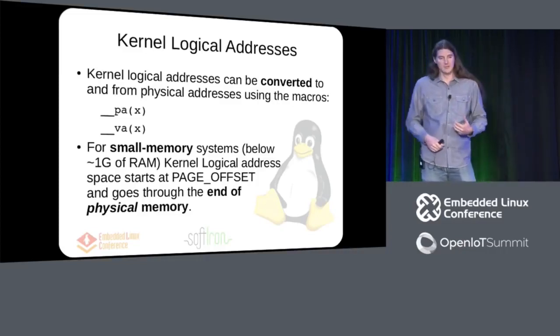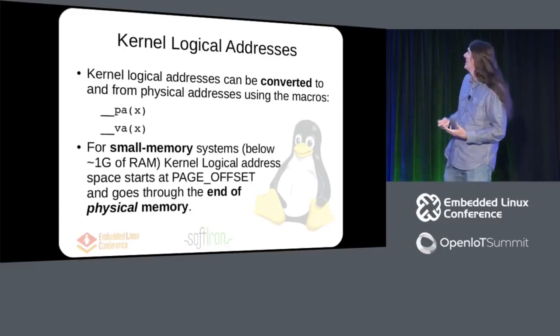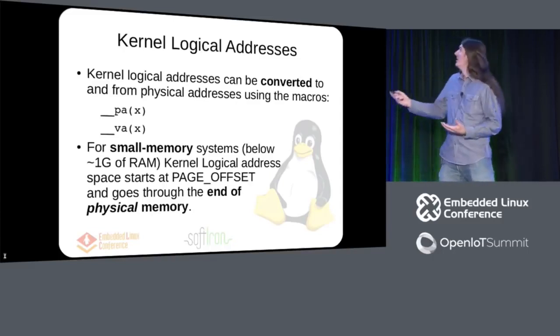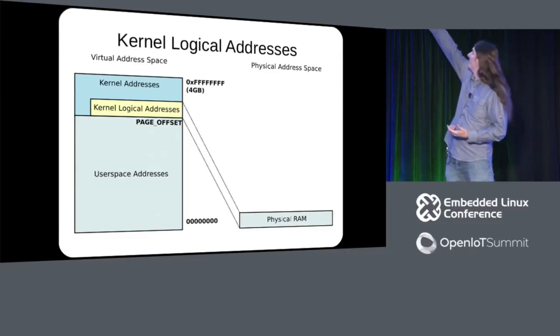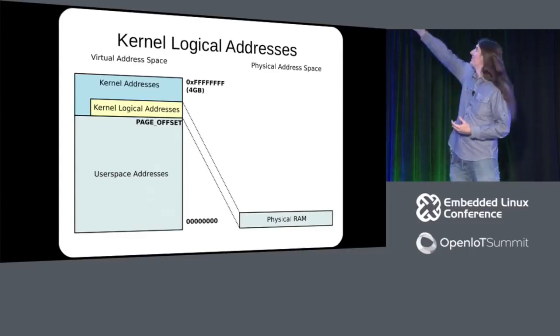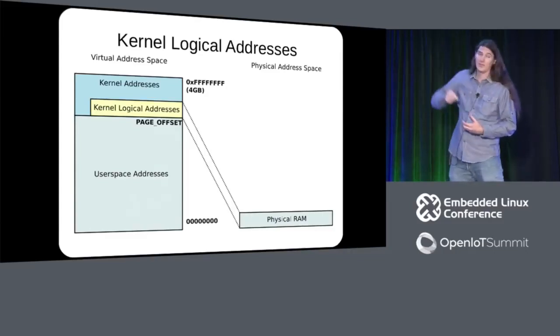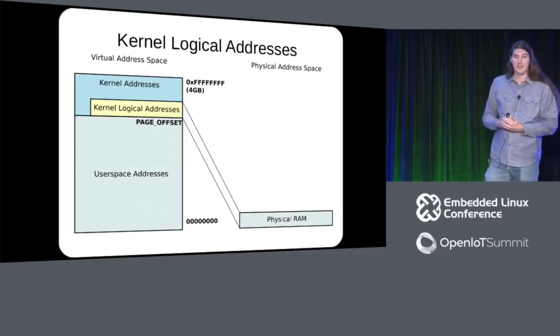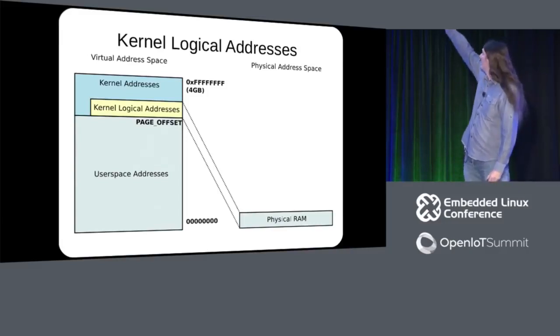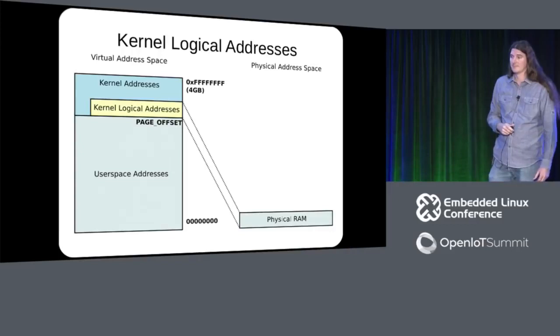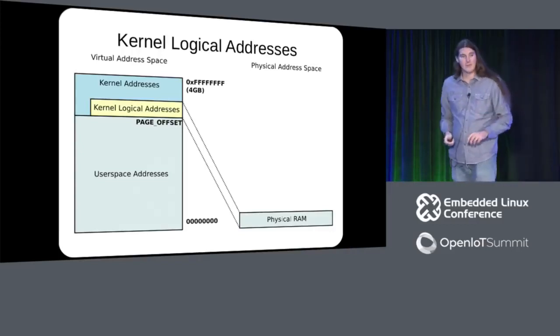All right, so if you have 8 megabytes of memory on a small embedded system or something like that, kernel logical addresses will go, in the picture here, from page offset up to 8 megabytes beyond page offset, and they'll correspond to 0 through 8 megabytes in physical RAM. So really, it's a direct one-to-one mapping that's shifted.